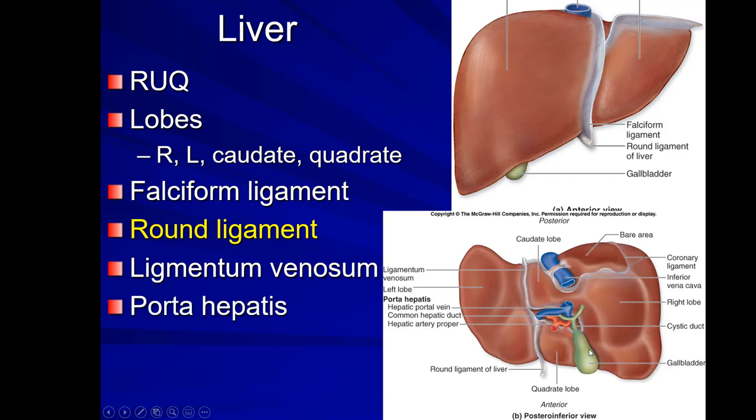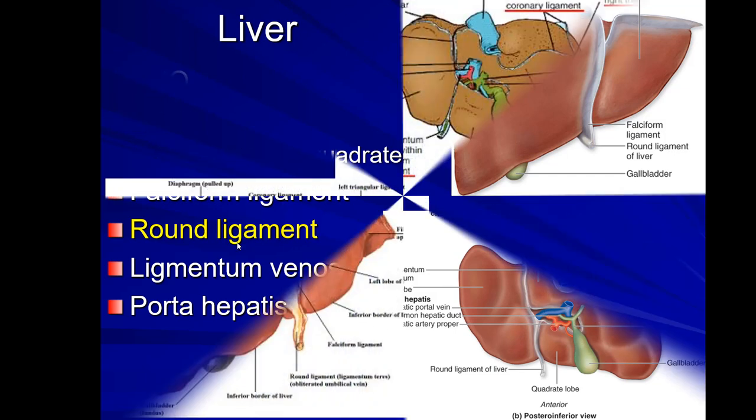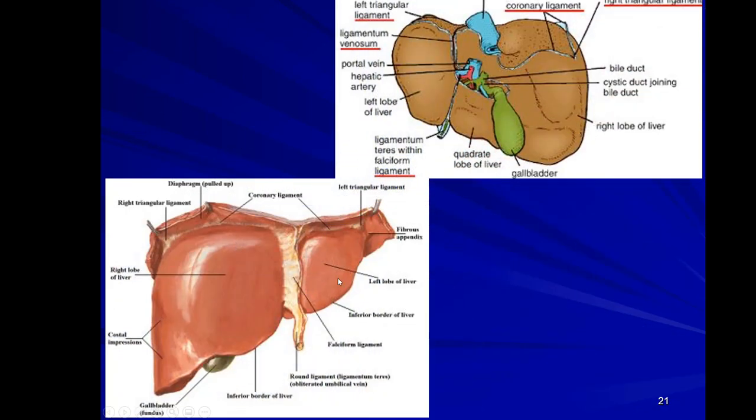And porta hepatis is just this area where everything enters the liver, not overly important. Here's another picture identifying it. So round ligament is also called the ligamentum teres, and it's labeled as that ligamentum teres here also in this picture. So round ligament and ligamentum teres, the same thing. Ligamentum venosum, falciform ligament, those are the big ones.